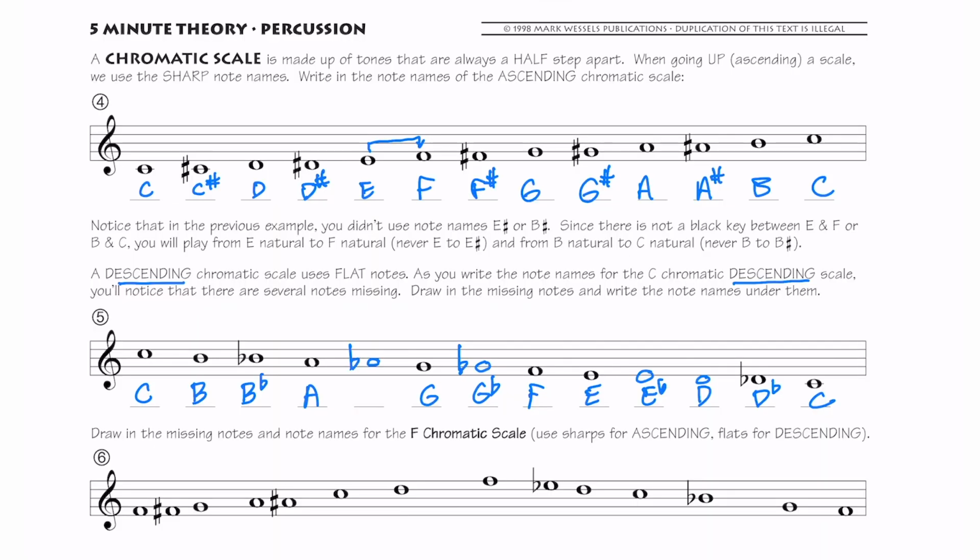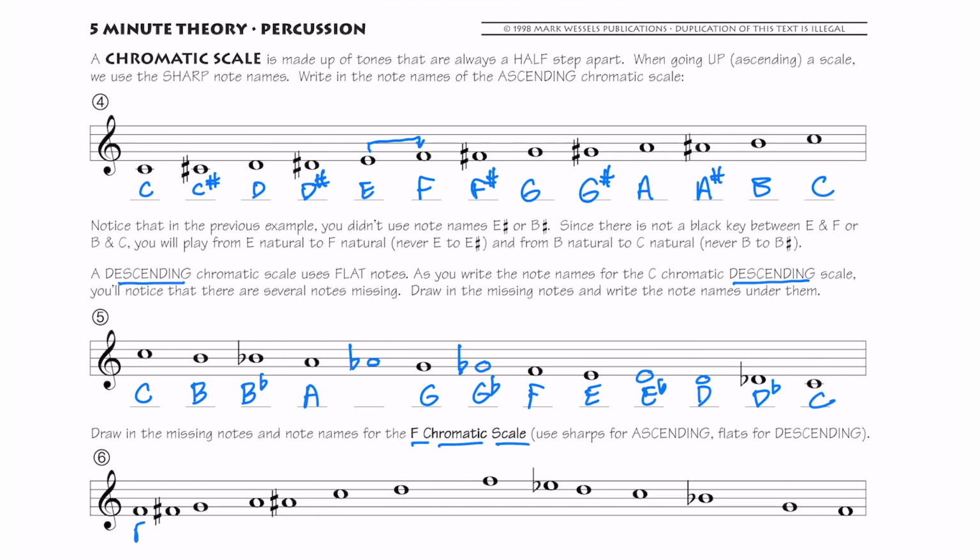So we always spell ascending chromatic scales with sharps because as we're going up, we're moving up half steps. So I don't do C, D flat, D, E flat, E, F, G flat. You don't think backwards with flats, you think sharps. C, C sharp, D, D sharp, E, F, F sharp, G. And it helps just to kind of talk your way through to name all those notes in your head while you're picturing a keyboard in your mind. And then same thing going down, we use flats. All right, so we're going to draw in the missing notes on number 6 and note names for the F chromatic scale. So you use sharps for ascending, flats for descending.